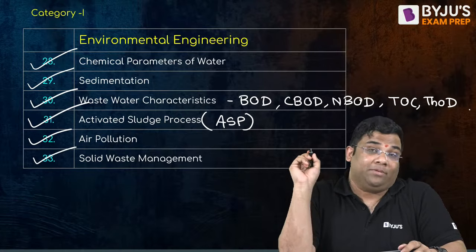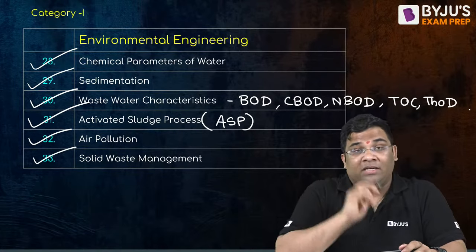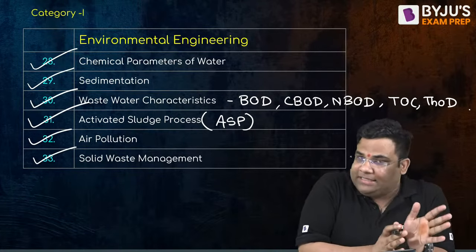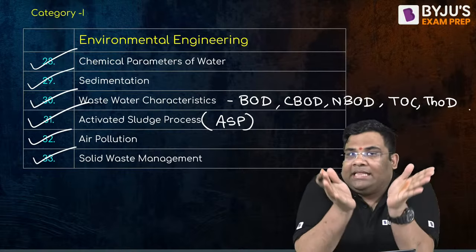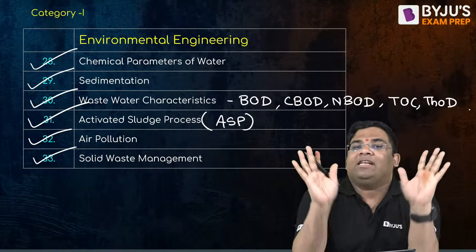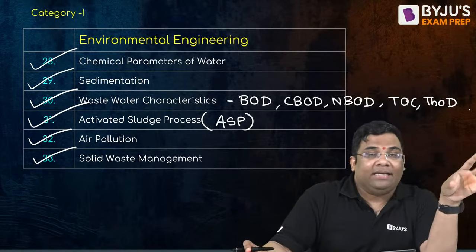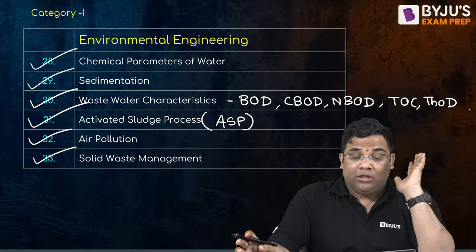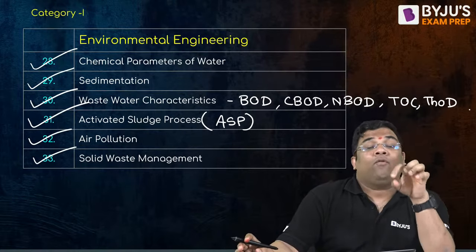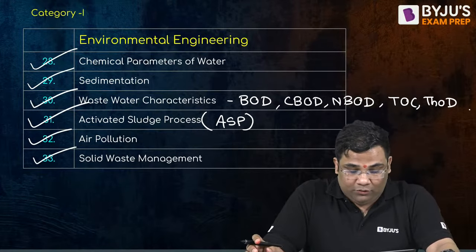Then solid waste management is very important. We have to study solid waste management. Initially they were not asking, but lately in the last 3-4 years they have been asking solid waste management. So I have put it in category 1 instead of category 2. Understood? So in environmental engineering, first of all, you should complete these topics. Let us go to the next thing.